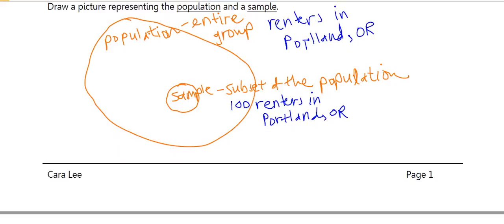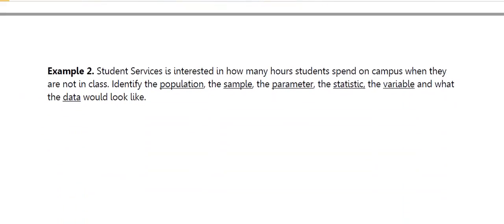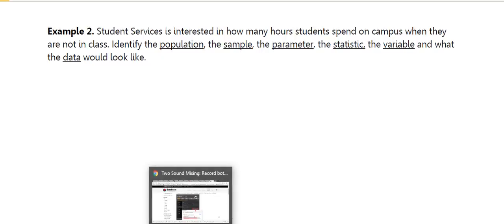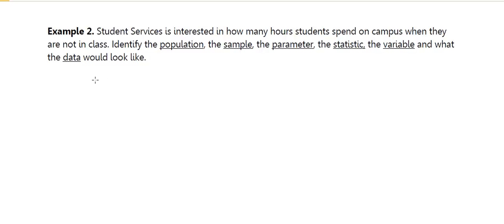Let's go to page 2. Here's another example with some more vocabulary. Student Services is interested in how many hours students spend on campus when they're not in class. Identify the population, the sample, the parameter, the statistic, the variable, and what the data would look like. Now, if you want to try this, go ahead and pause the video, at least maybe for the population and the sample. You can try it and then start it back up again.